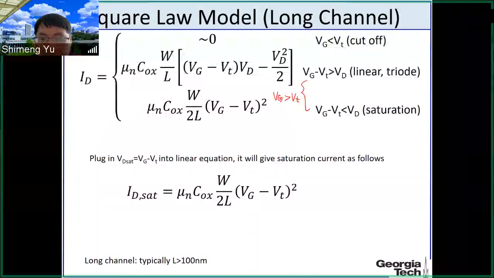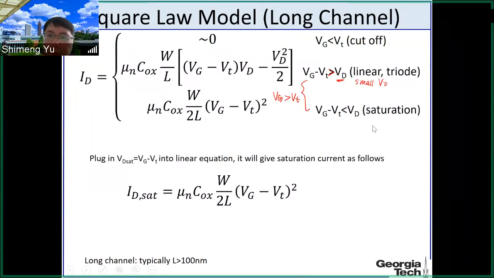But then we need to determine the drain voltage. If the drain voltage is small, let's say smaller than Vg minus Vt, this is in the linear region, and the pinch-off point is not achieved yet. So we have this IV equation as we derived it from the earlier slides. We have this term here, a little bit complicated, but this is the IV equation we have.